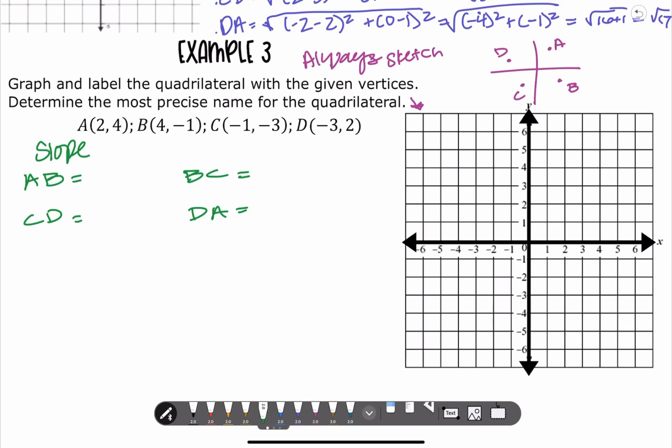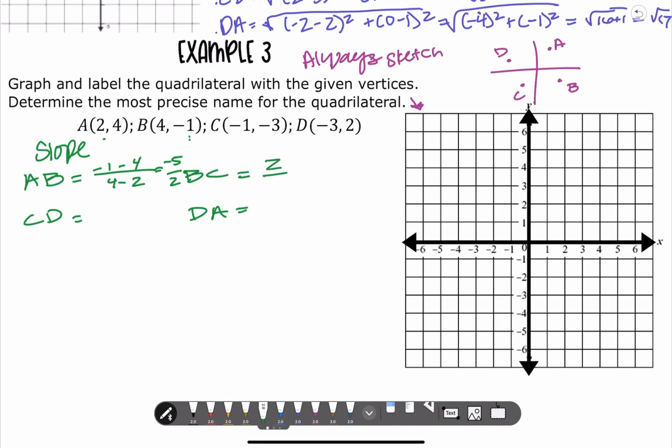Okay, we can do this one right here. So you get -1, my y2 minus my y1 over my x2 minus my x1. -1 minus 4 is a -5. 4 minus 2 is 2. Right? I want you to go ahead and find the slope of the other ones. And you can go ahead and pause the video and come back and check the slopes.